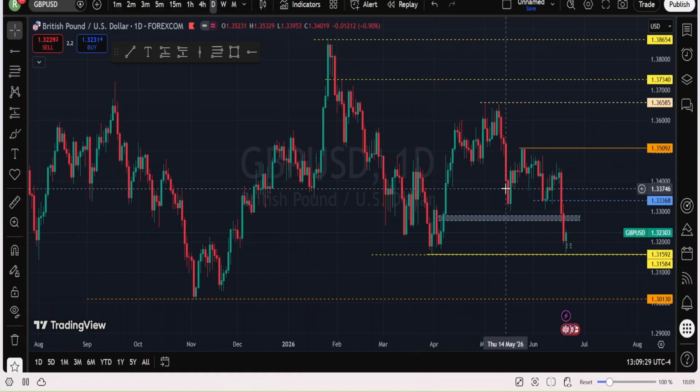Then buy side liquidity: when price goes up and sweeps all the liquidity, maybe like the equal highs, we are looking at the buy side liquidity. And when it goes down and sweeps all the liquidity below, we are looking at the sell side liquidity.